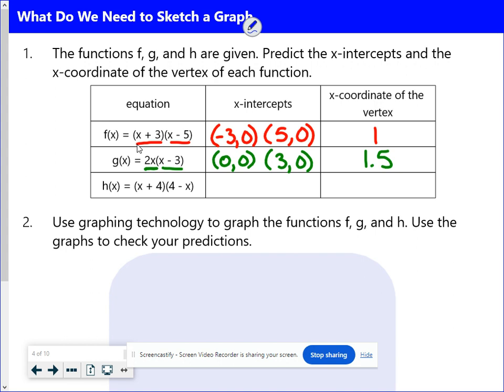And for h of x, there is something a little bit unique about this one, but it's still easy to find the x-intercepts. What makes this part equal to 0? What number plus 4 equals 0? Well, that's -4. And what makes this part equal to 0? 4 minus what equals 0? Well, that would be 4.